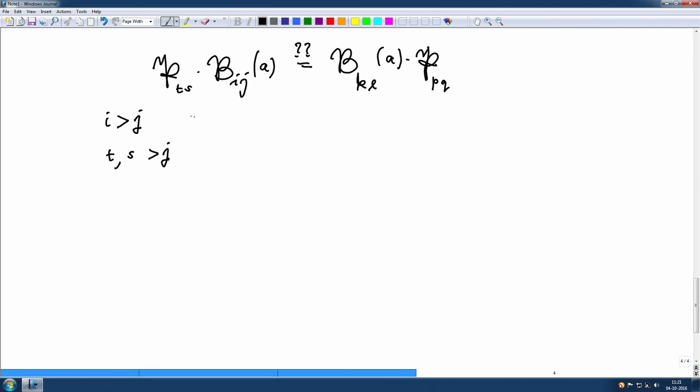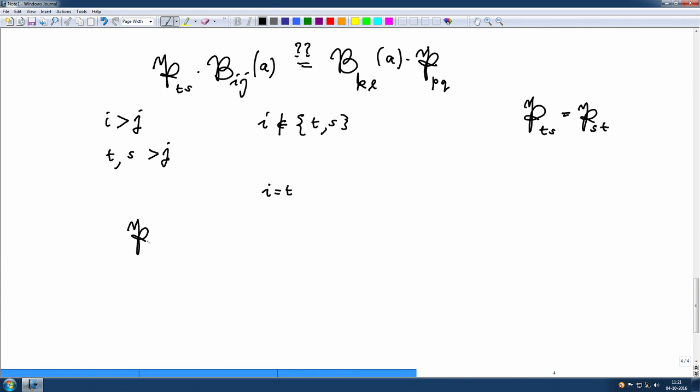So, now there can be two cases. This I either does not belong to T comma S, or it is one of them, or without loss I will assume I equal to T, because if it is one of them, then this matrix PTS is also PST. So, without loss I can assume it is the first index T. So, in this case what happens to this product, let us compute.